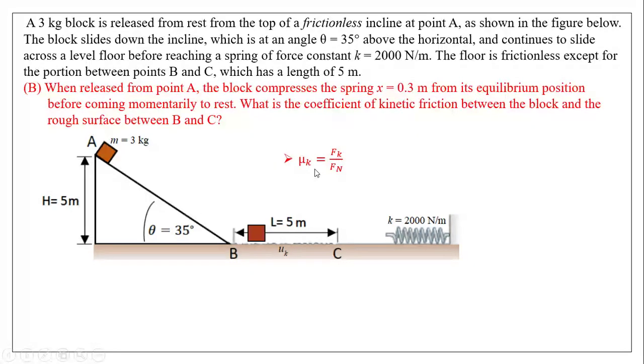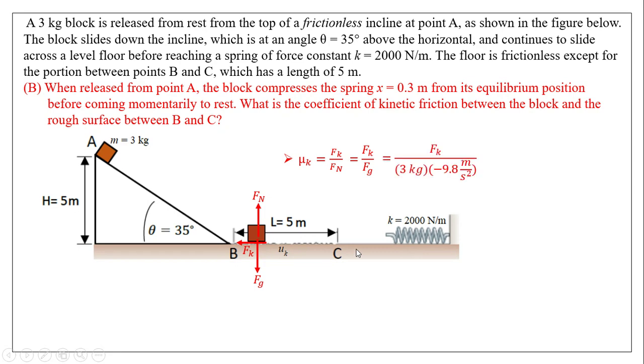Define mu k. By definition, mu k is Fk over Fn. Here, Fk is going to point leftward because the box is moving rightward. And then F of g is pointing down the page, while at the same time Fn is pointing up the page. Keep in mind for this particular segment, F of g is equal to the magnitude of F of n, vice versa. So we can say that Fn is indeed equal to F of g. So by definition, I'm just going to replace Fn with F of g for this particular segment because it's flat and there's no additional forces in the y direction.